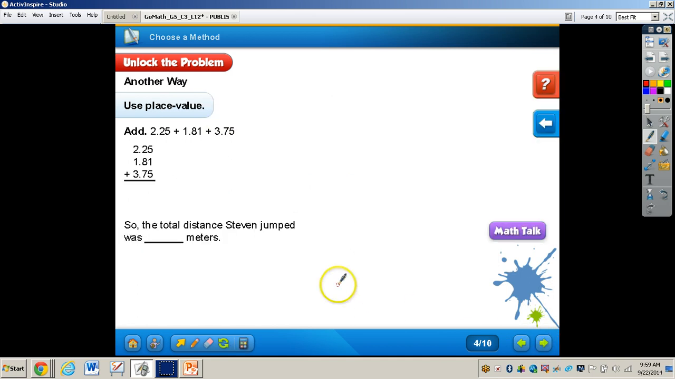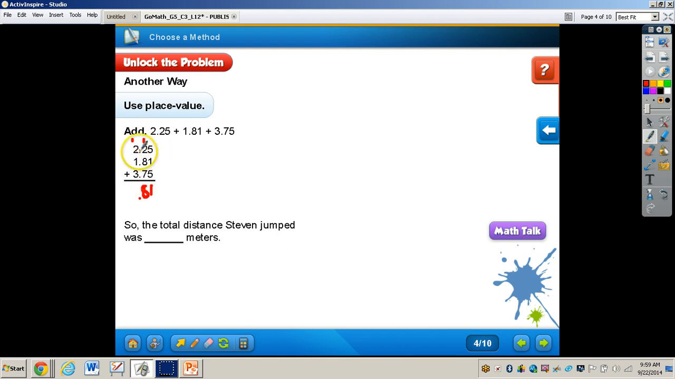Another way, what we can do is just simple paper pencil. Okay, so we can still see here that we need to add everything up. So 5 hundredths plus 1 hundredth plus another 5 hundredths is going to give us 11 hundredths. Regroup. 1 tenth plus 2 tenths plus 8 tenths plus 7 tenths is going to give us 18 tenths. Okay, or 8 and 1 tenth.